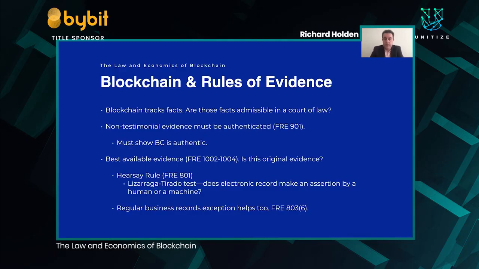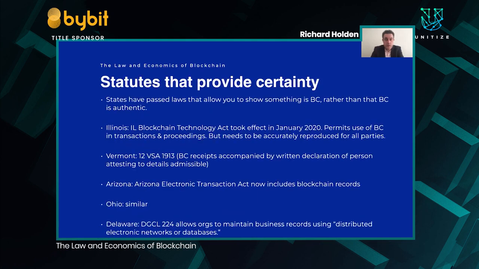There's also the issue of hearsay. So anyone who's a big fan of Law and Order or The Good Fight or these kinds of things will hear these things coming up all the time. And there's a famous and important test in making determinations as to what's hearsay. And the implication here is whether electronic records make an assertion by a human or whether they make it by a machine, and whether or not that's going to be hearsay or not. Now, there's an exemption for regular business records that helps, but notwithstanding that, many states have passed legislation relatively recently to try and clarify matters and provide some certainty.